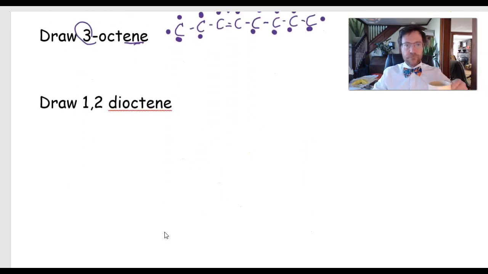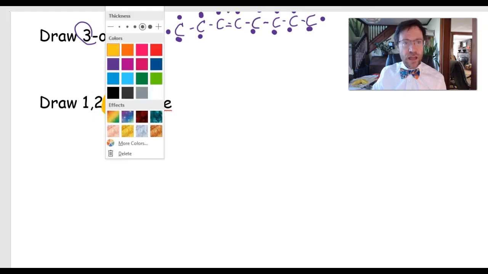That's easy. Oh, gee. What's that? Dioctane? 1, 2, dioctane? Alright, guys, it's the same exact thing, but with, once again, 1 extra layer.